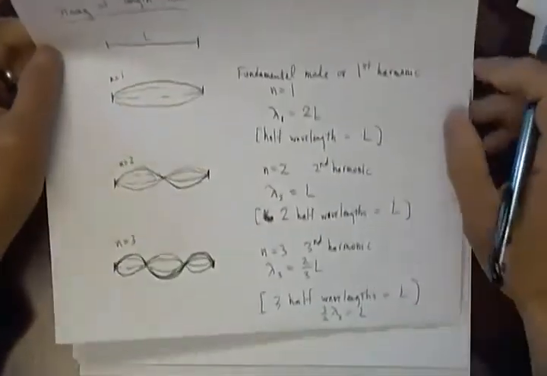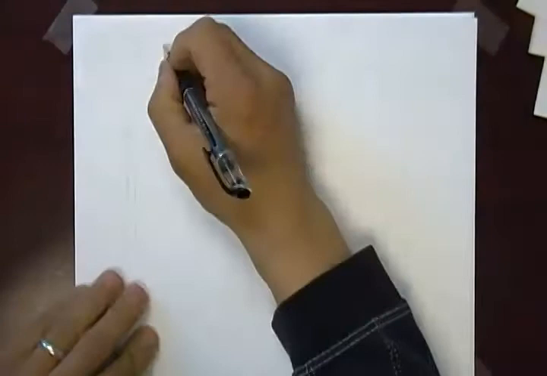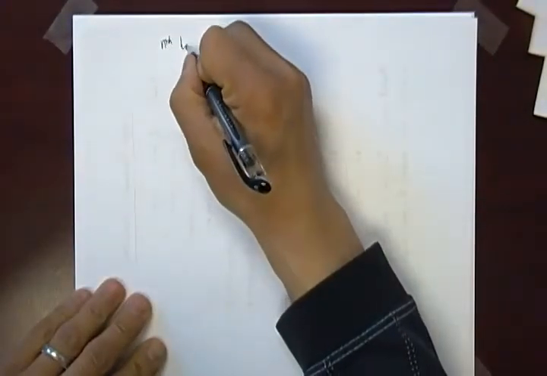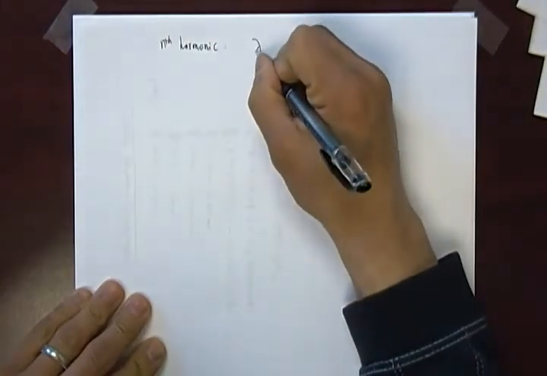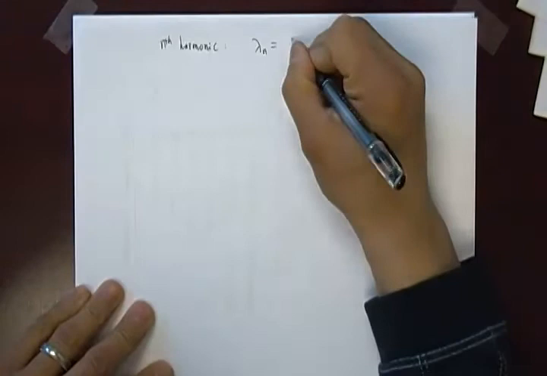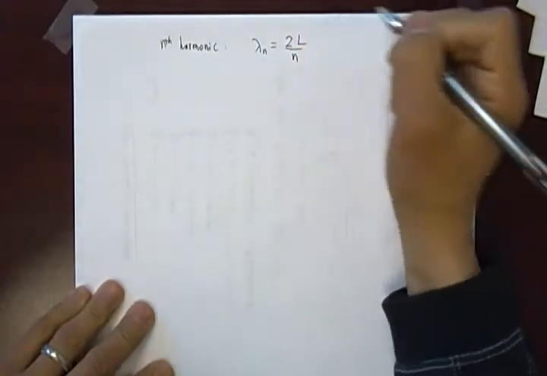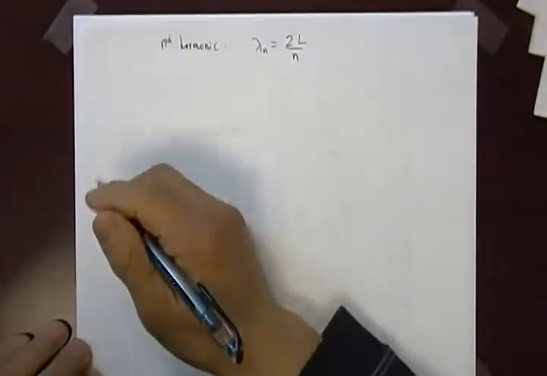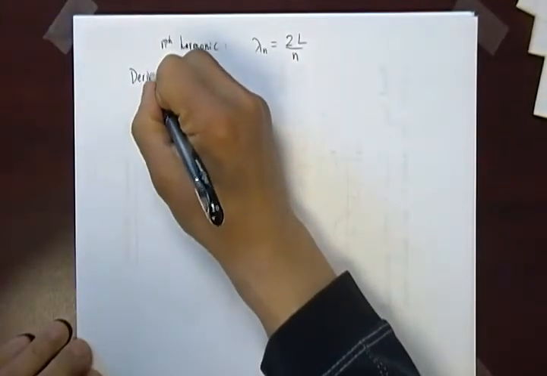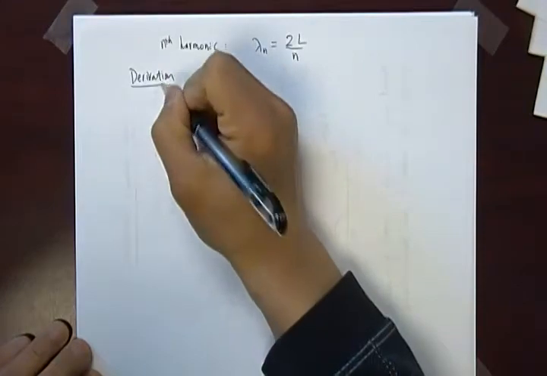Okay, now what's the general formula? The general formula is for the nth harmonic. Remember, we start off with the fundamental as being n equals 1. The nth harmonic, the formula is lambda n is equal to 2L divided by n. Now, how do you derive that? Well, you just do what I said for each case here.